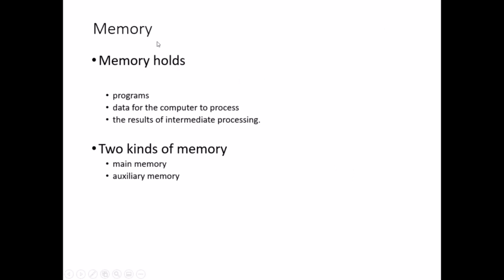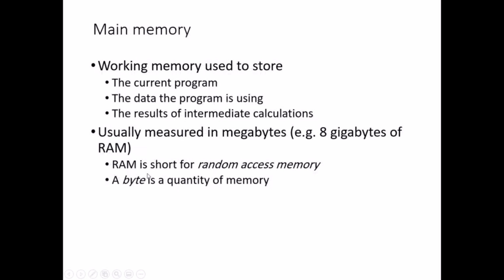Here is about the memory. The purpose of the memory is to hold programs, data, and some results. So it's a place to keep data, مكان لحفظ المعلومات. There are two types, as I already mentioned: main, which is inside the main board of the computer, and auxiliary, which is outside the main board. So the working memory is used to store the following: programs, data, and results. And the unit that is used for measuring the memory is bytes.